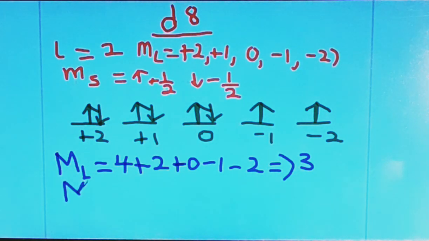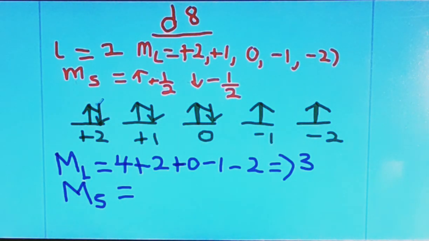Then we determine the total spin quantum number. This is the total angular orbital momentum. This is the total spin angular momentum. To determine the total spin angular momentum, we sum up the spin quantum number of each electron in the orbital. When the electron is spinning upwards, the spin quantum number is plus half. When it is spinning downwards, the spin quantum number is negative half.